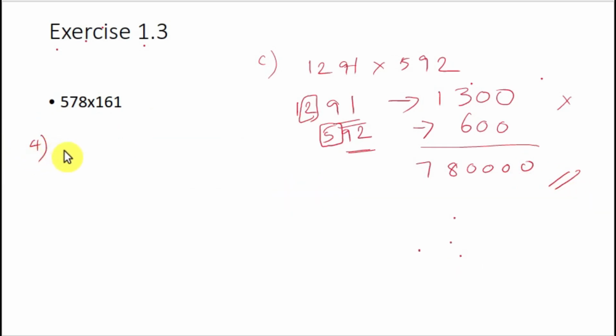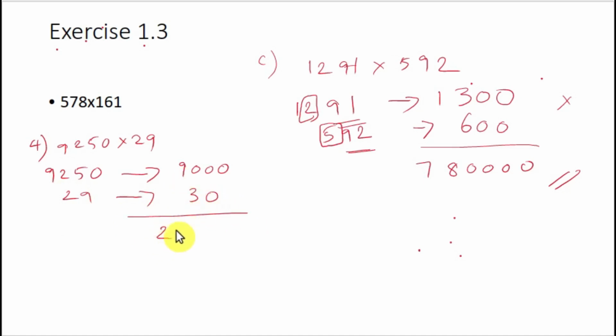Fourth one, 9250 into 29. 9250, I am going to round off to 9000. 29, I am going to round off to the nearest 10, 30. So the answer is here.